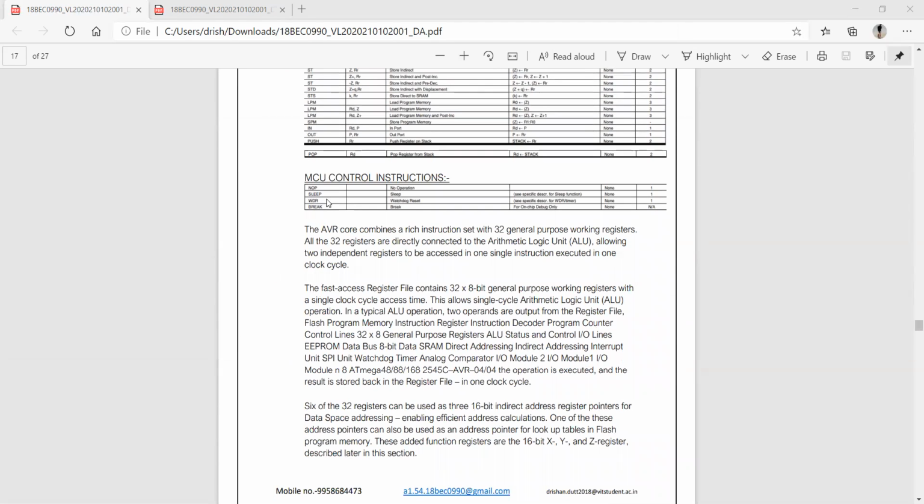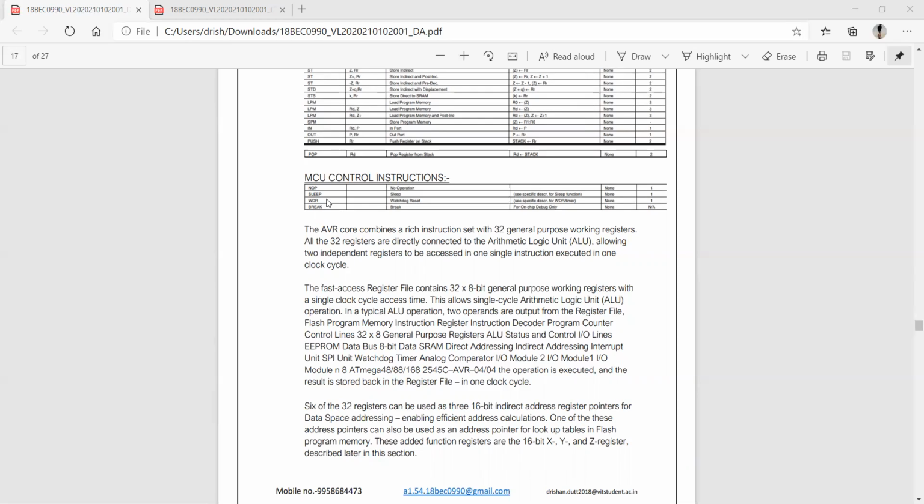The AVR core combines a rich instruction set with 32 general purpose working registers. All 32 registers are directly connected to the ALU, allowing two independent registers to be accessed in one single instruction executed in one clock cycle. Therefore, the fast access register file contains 32 8-bit general purpose registers with single clock cycle access time. This allows single cycle ALU operation.